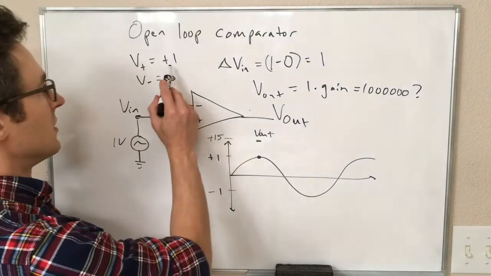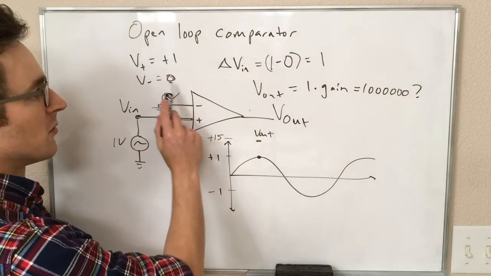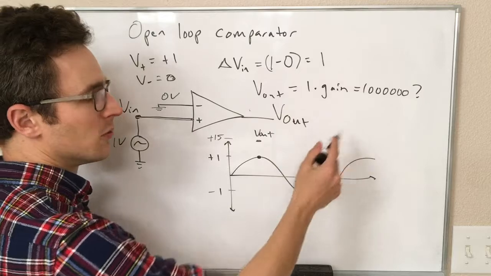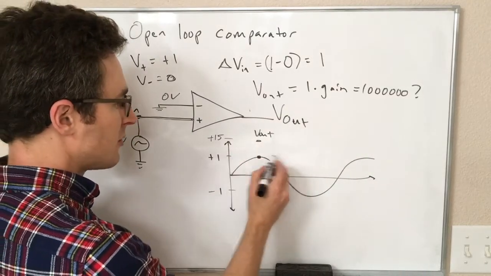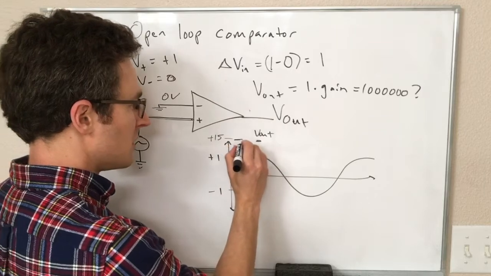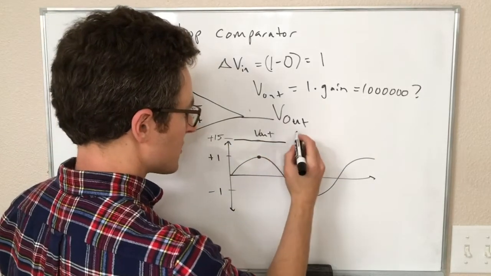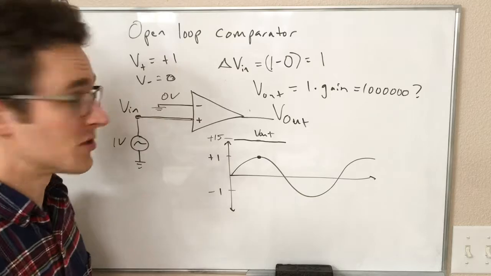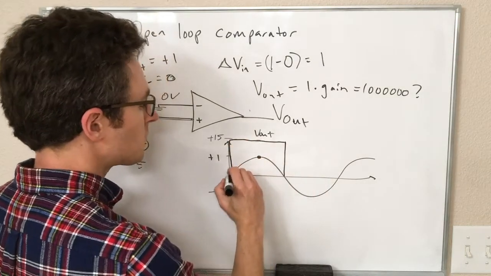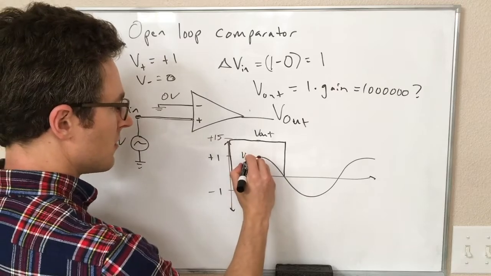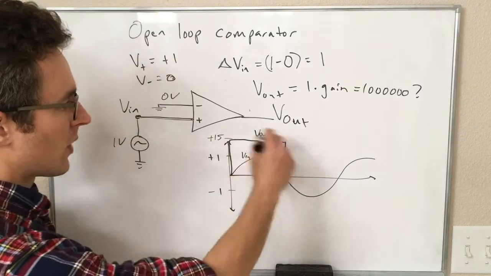Now, can we think of anything that is going to change this? If this is 0.5 volts, we're going to get 0.5 times 1,000,000, which is 500,000, so we're still going to be at 15. Basically, for every positive value, we are going to be at plus 15 volts until we get to something really close to 0, when it's going to go down to 0. So the sine is V in, and the square thing is V out.